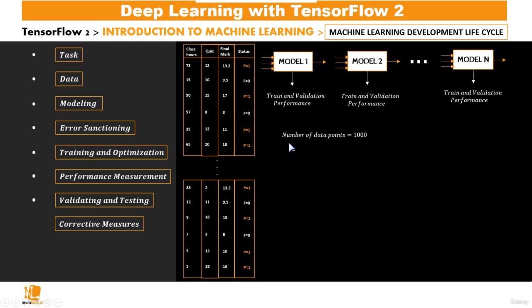Let's suppose we have a number of data points to be 1,000. So supposing this data set has 1,000 data points. By data point, we mean the inputs, that's 3 inputs and 1 output. So this is 1 data point, this is the second data point, up to say the 1,000 data points.